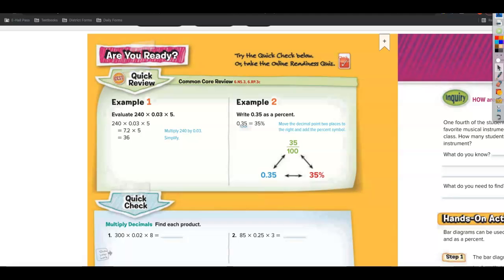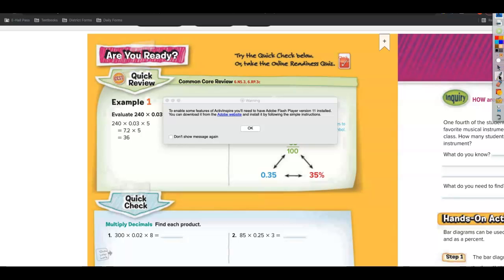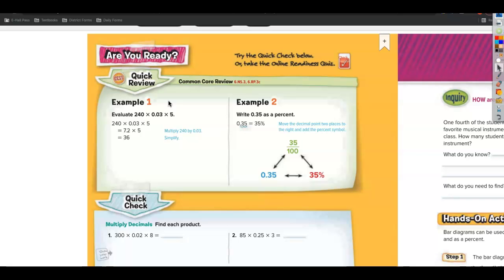It says to evaluate 240 times 300ths times 5. So I think it's easier to multiply two numbers at a time. So I'm just going to start with the first two. So 240 times 300ths. So 3 times 0 is 0. 3 times 4 is 12. Carry the 1. 3 times 2 is 6. Plus 1 is 7.